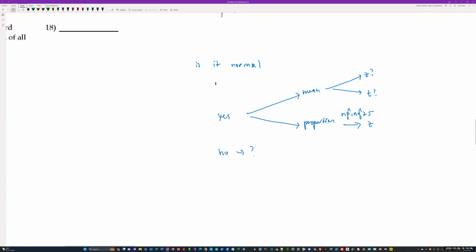How can we say if something is normal, though? We can use the central limit theorem. The central limit theorem said that X bar is automatically normal with mean mu and standard deviation sigma over square root of n when they're independently selected and n is larger than 30. Does that make sense?